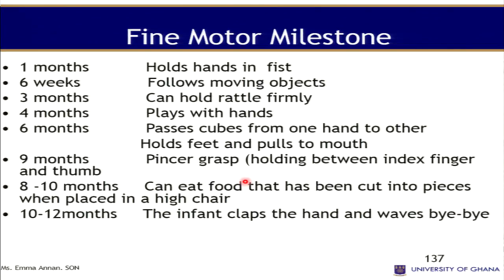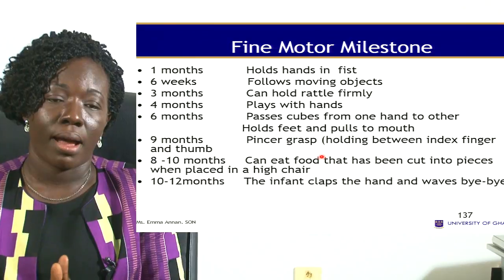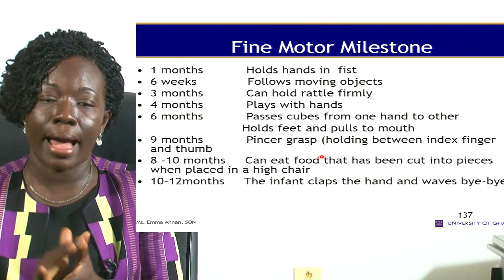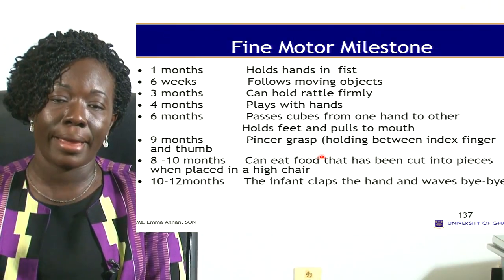At 8 to 10 months, the child can eat food. We have high chairs for infants. So when you chop food into pieces and you put the child in the chair, the child will be able to eat by herself. At 10 to 12 months, the infant claps the hands and waves bye-bye.